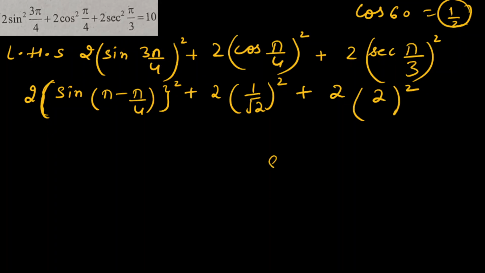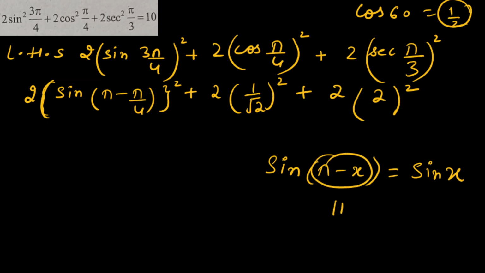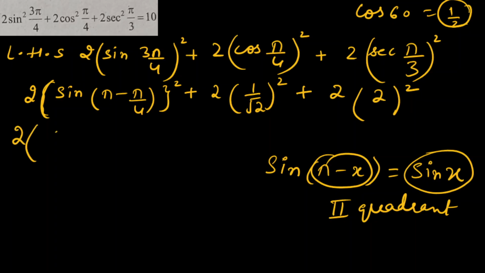Now we know this thing again, sine pi minus x. X is theta here, you can write theta angle also. So sine pi minus x is equals to sine x. It's positive because pi minus x is in the second quadrant, and in the second quadrant sine is positive. So sine pi minus x is equals to sine x. So here I can write sine pi by 4 because the angle's value is pi by 4.